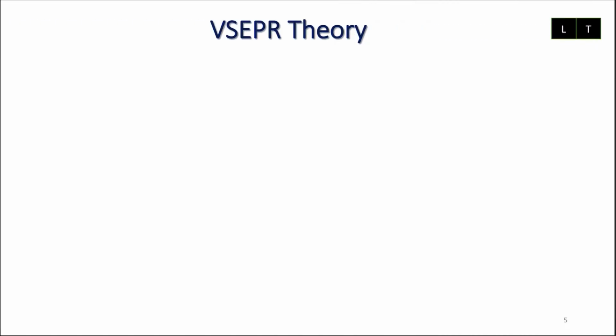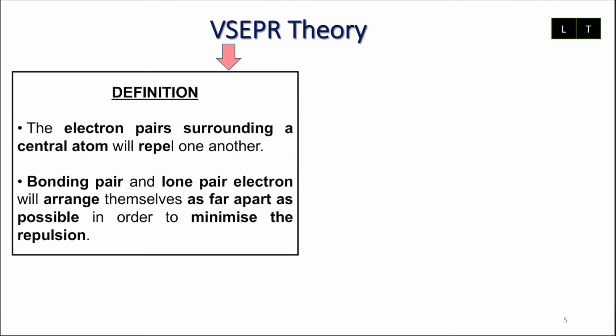What is VSEPR theory? VSEPR theory is defined as the electron pairs surrounding a central atom will repel one another. This refers to two types of electron pairs, which are bonding pairs and lone pairs. So let's focus on each of them.